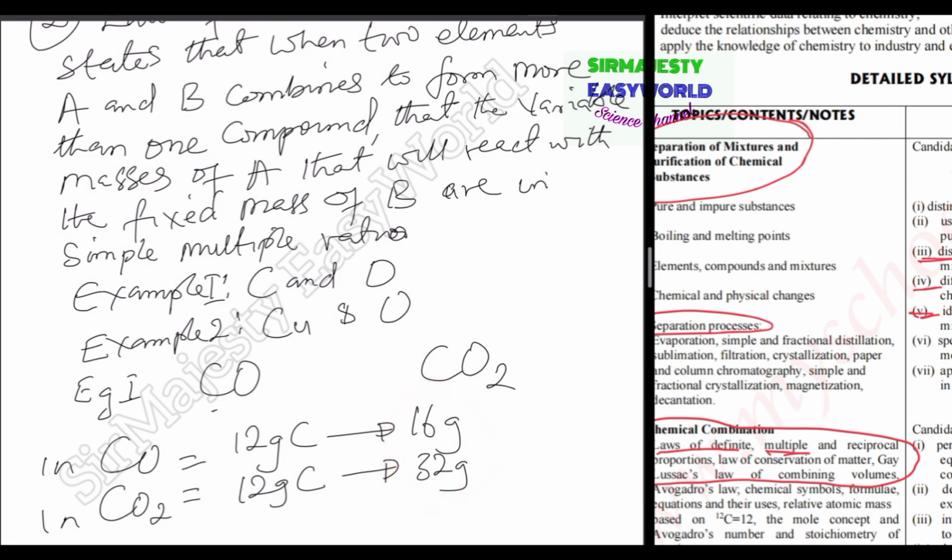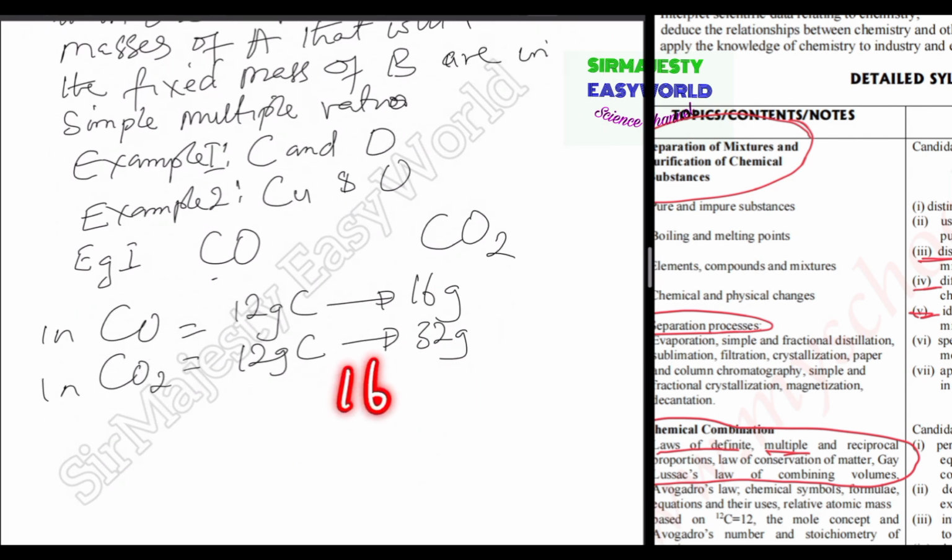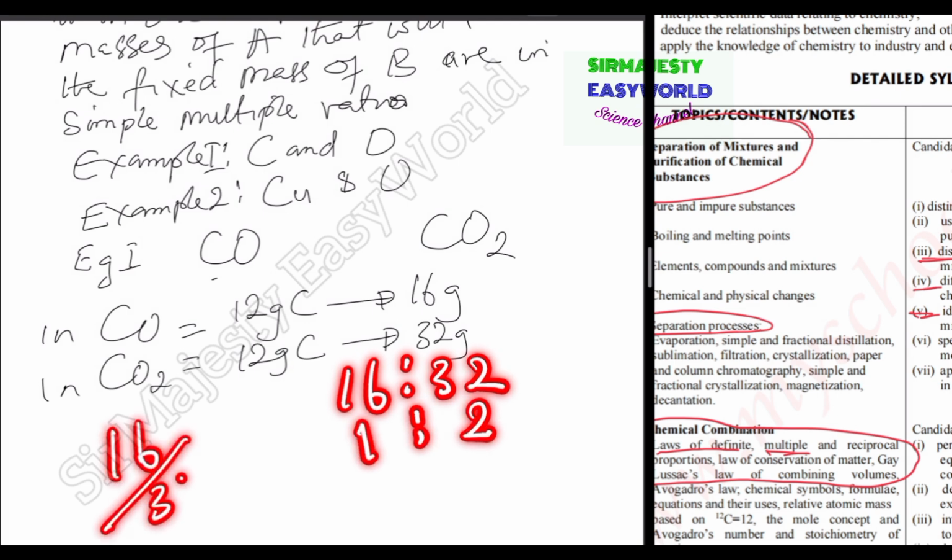It's just a simple multiple ratio. It cannot just be any number. So this is 16:32. When you break it down, it becomes 1:2. If you take the lowest ratio, 16/32 will give you 1/2, which is 1:2.